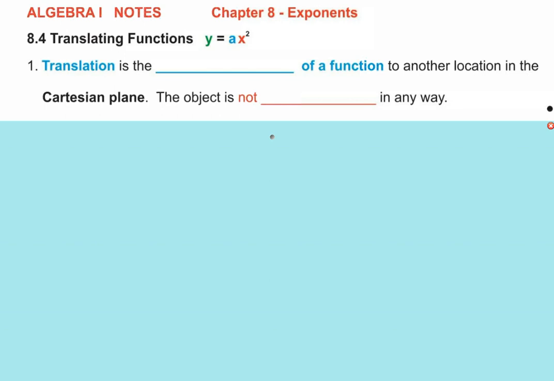All right, the concept of translation. What is translation? Translation is the moving of a function to another location in the Cartesian plane. In other words, you're taking a shape, a function, could be a line, linear. It could be a V-shape, absolute value. It could be a parabola, quadratic. Could be a number of different shapes. And we're going to move that shape to a different location within the Cartesian plane. And for it to be a true transformation, the object is not changed in any way. The object itself isn't changed, it's just moved. And I'll show you what I mean by that.